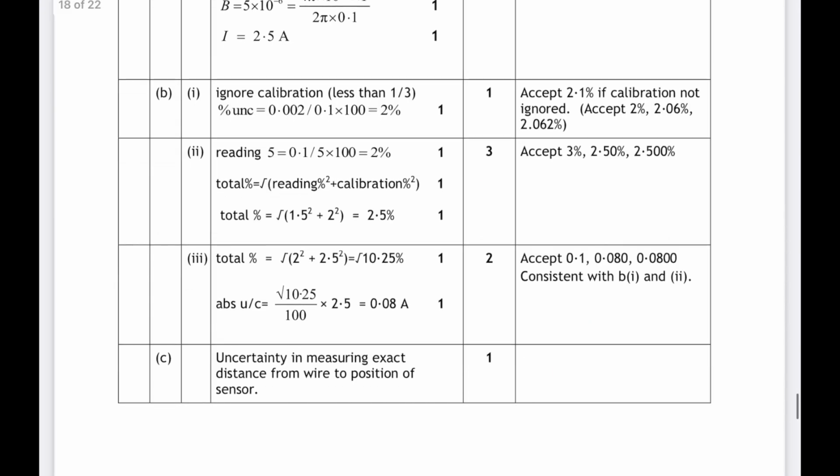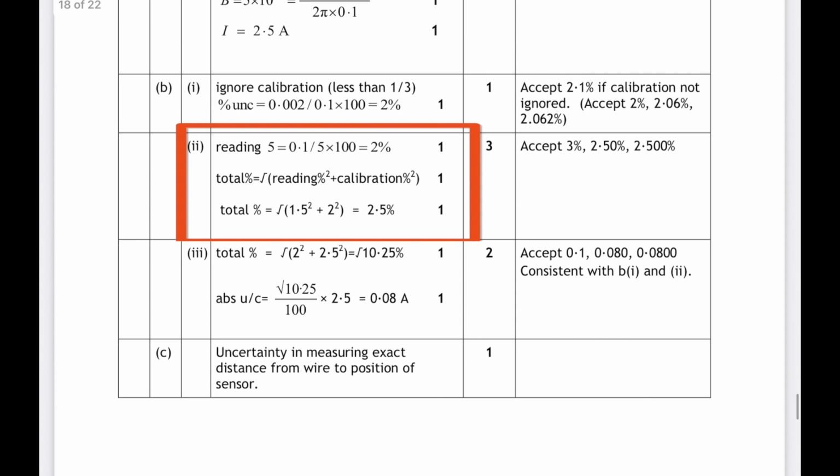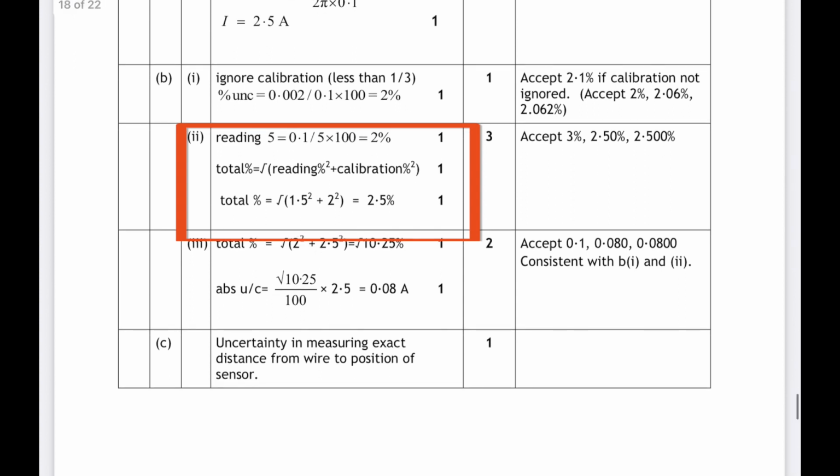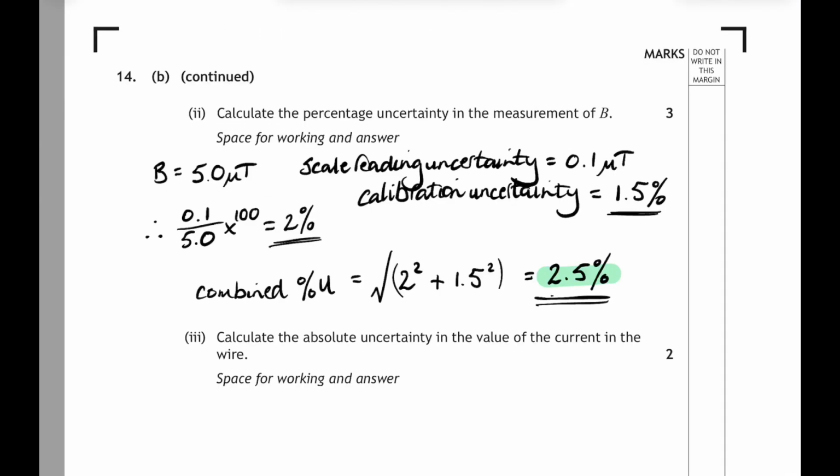If we look at the SQA marking instructions for this, it's B part 2. Then it's 1 mark for the scale reading uncertainty as a percentage is 2%, 1 mark for the relationship for combining the percentage uncertainties, and 1 mark for the final answer. We don't really like uncertainties.